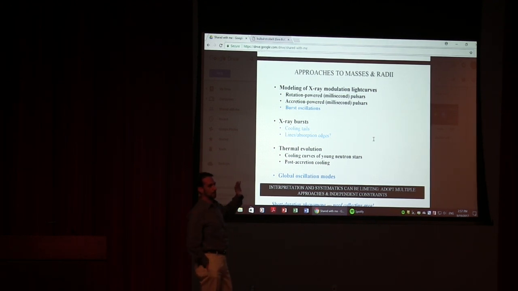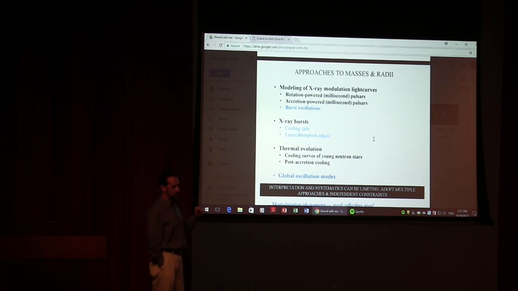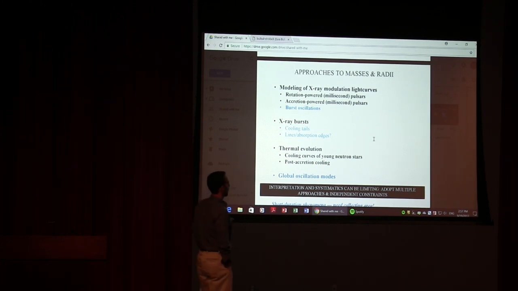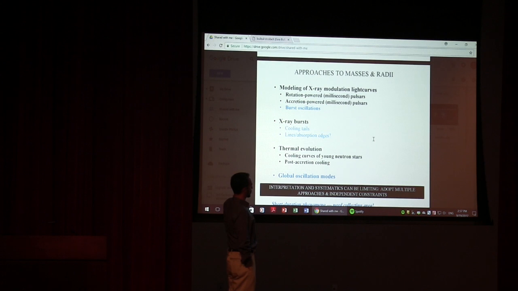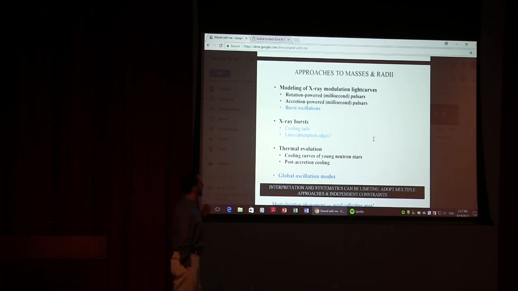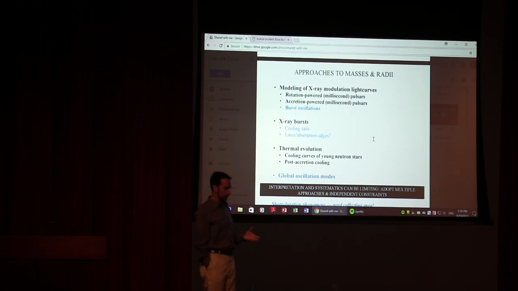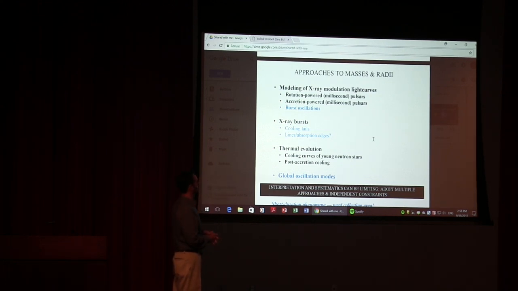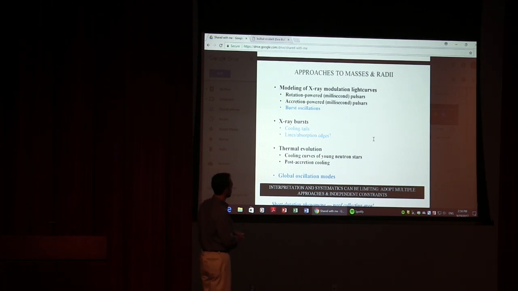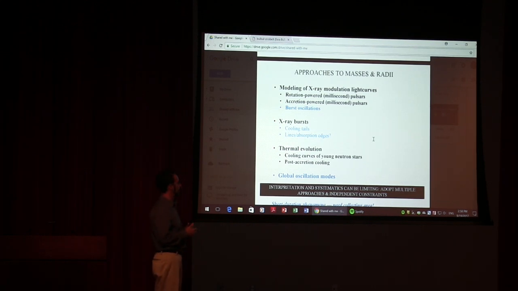Each of these techniques has its own systematic effects and its own sensitivities to calibration uncertainty. And we'll talk about those. Thermal evolution, again touched on this morning: cooling curves for young neutron stars. Thermal conductivity is a sensitive probe of what the contents of the neutron star are in pure composition. And post-accretion cooling tells us, at a minimum, about the nature of the crust, and should validate our assumptions about the interior are correct.